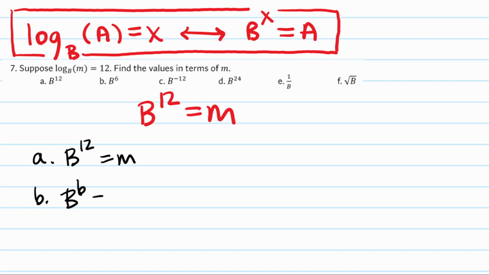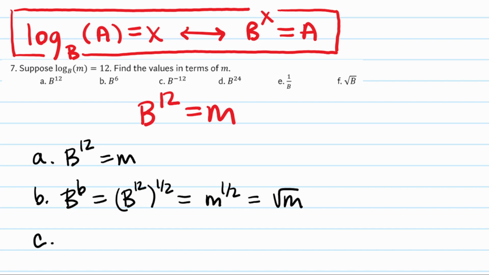For b to the 6, well, okay, to 12, 6 is half. So this is b to the 12 to the 1/2. And that would be m to the 1/2, which is going to be the square root of m. Okay, now, you might just stop at m to the 1/2, and that's fine, right? But I need you to be able to recognize, say, on the multiple choice section of a test, that m to the 1/2 is the same as the square root of m.